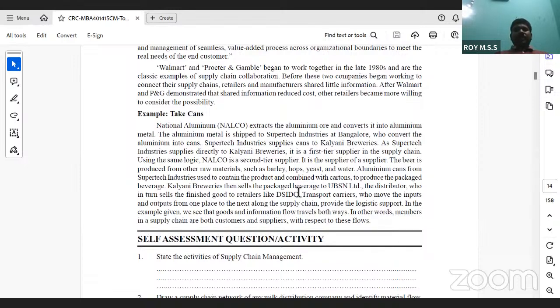What is that? Beer, I think so. Transport carriers who move the inputs and outputs from one place to the next along the supply chain provide the logistics support. Whatever is moved from the starting Nalco till the DSI, DC, a lot of things flow from one aspect to another. So goods and information flow travels both ways. In other words, members in a supply chain are both customers and suppliers with respect to these flows.